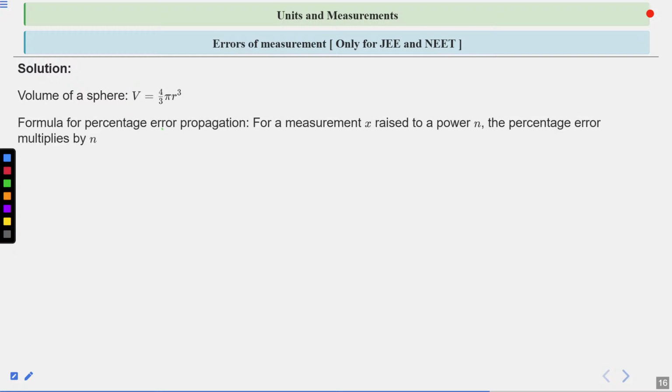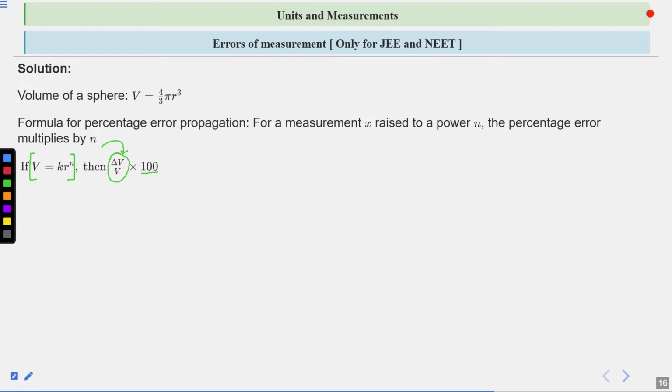Formula for percentage error propagation for a measurement x raised to the power n: the percentage error is multiplied by n. If the given term V is equal to k raised to the power n, the percentage error will be delta V divided by V into 100%. The term delta V divided by V is the relative error, and if we multiply it with 100, it becomes the percentage error.